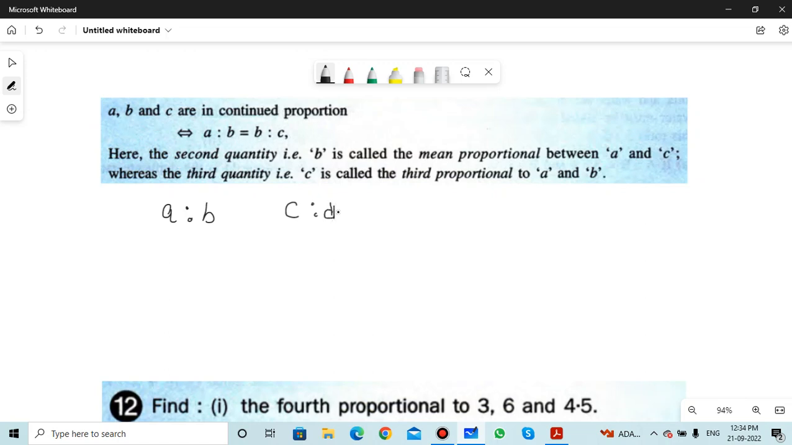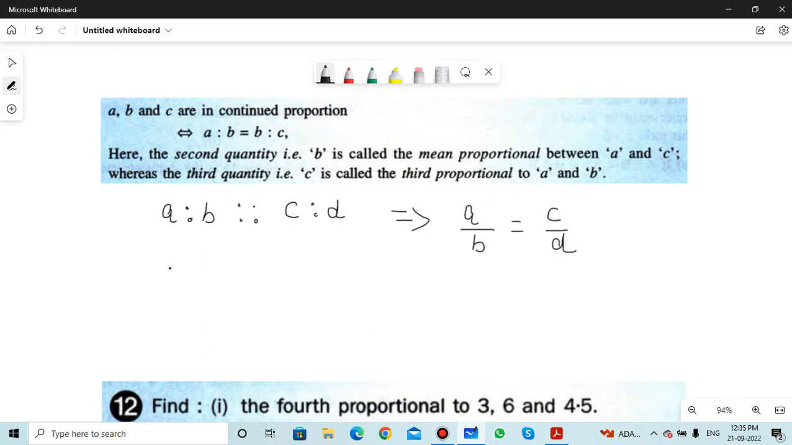If these two ratios are equal, we write a proportion sign between them and we say these two are proportional. In other words, we can write A is to B, meaning A upon B, and this will become equal to C upon D. Writing A is to B proportional to C is to D is the same thing, written in this manner. You are aware of that.